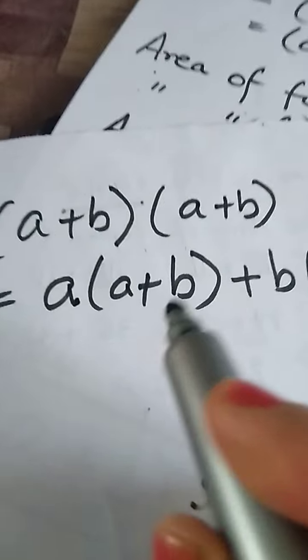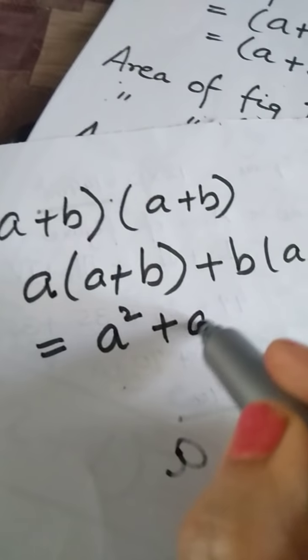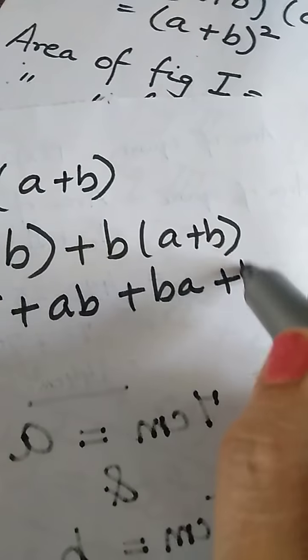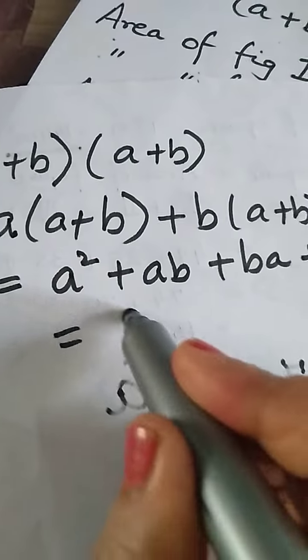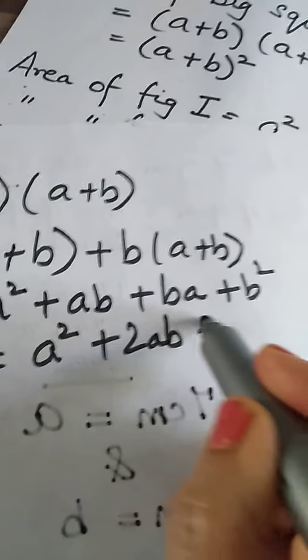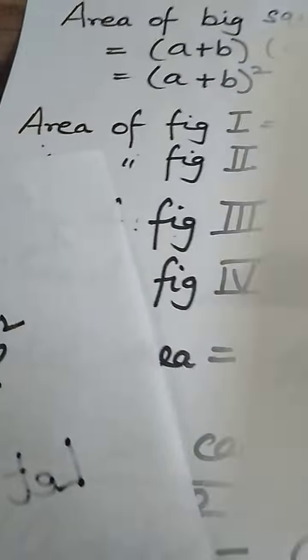Okay, what do you get? Open this. What do you get? A square plus AB plus BA, which is same as AB, plus B square. So you are getting the same answer: A square plus 2AB, you can say plus B square. Clear? So both ways I have proved that A plus B the whole square is equal to A square plus 2AB plus B square. And I have also explained it to you geometrically by taking this square.